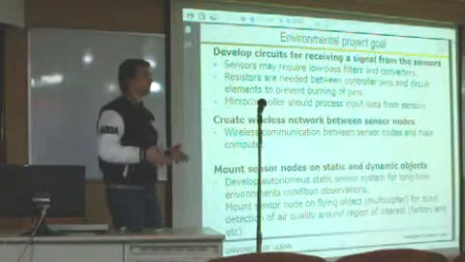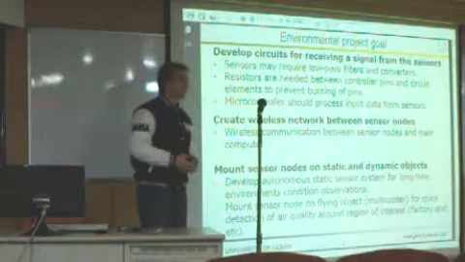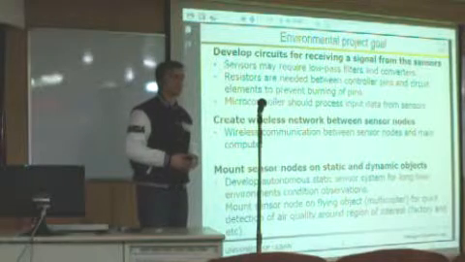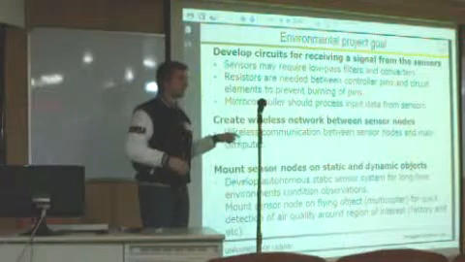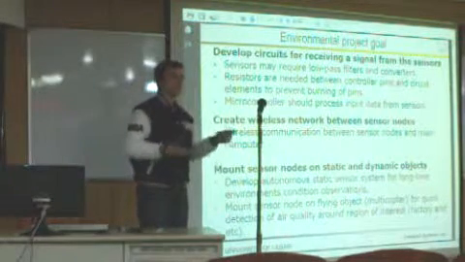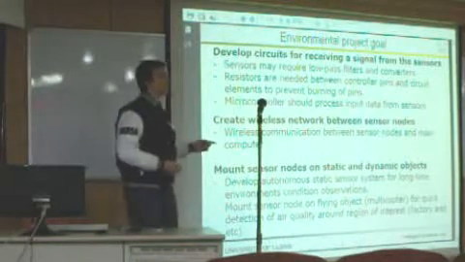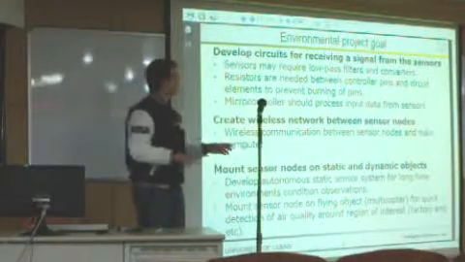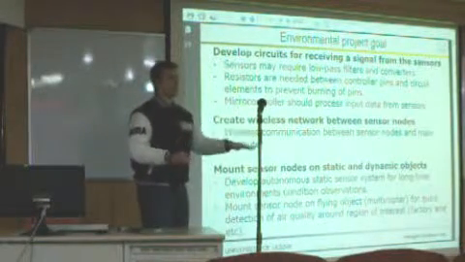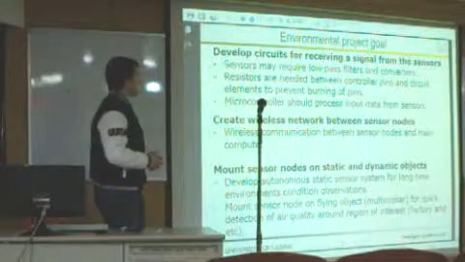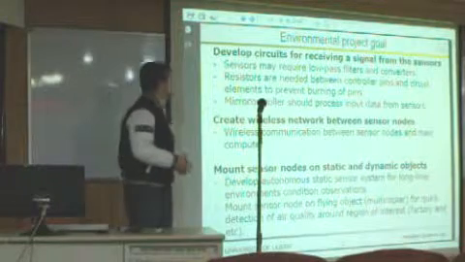Sensors may require low-pass filters and converters, but we are happy we have the 18MB128 microcontroller, which has an analog-to-digital converter with a low-pass filter and amplifier. And resistors are needed between controller pins and circuit elements to prevent burning of the pins, to decrease the current. And the microcontroller should process all the data received from the sensors.